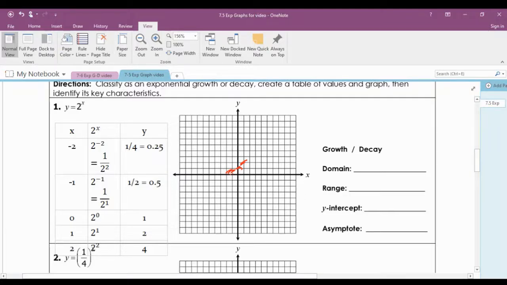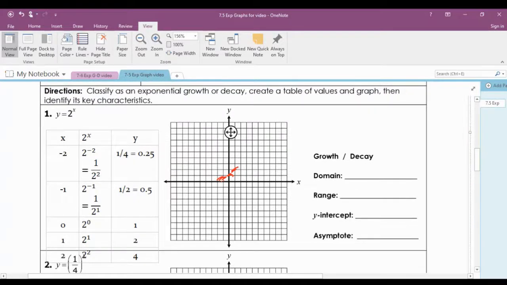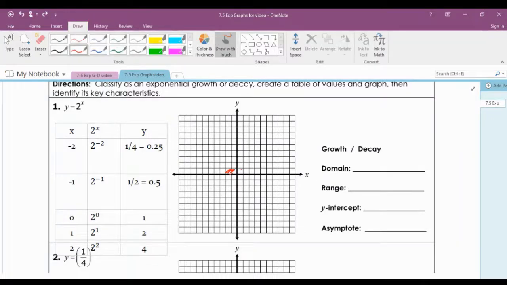See, I told you it doesn't like those. It doesn't like the little spots. Oh, now it's not doing it again. Okay, let me make sure my pen's on. Okay, it is, I think. Okay, there we go. 1/4, and then 0, 1, 1, 2, and 2, 4.